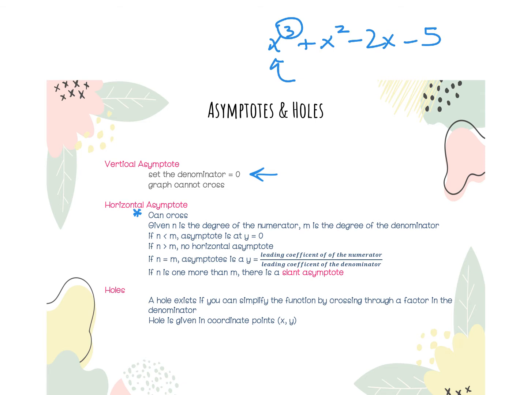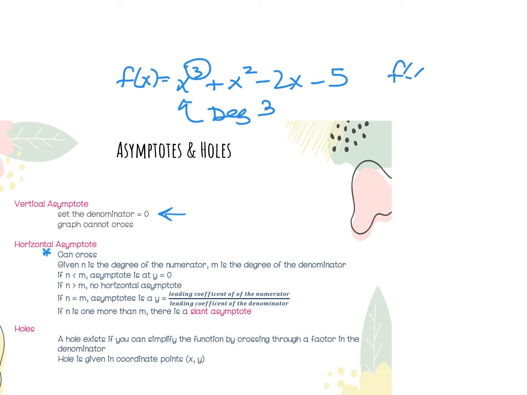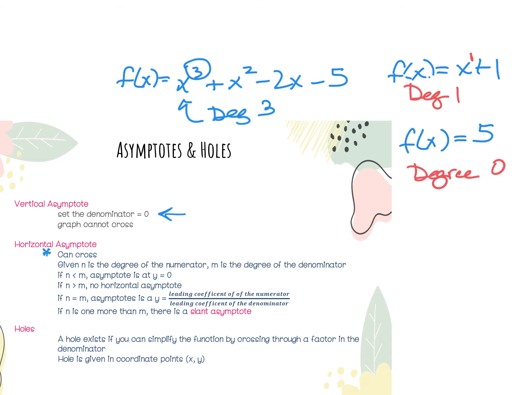So this function here, if this was f of x, would have a degree of 3. Now, let's say I have a function that says f of x equals x plus 1. Remember, this has an assumed power of 1 on the x, so this would have a degree of 1. If you have just a function, let's say it's f of x equals 5. Whenever it's just a constant, the degree equals 0. So a constant has a degree of 0.